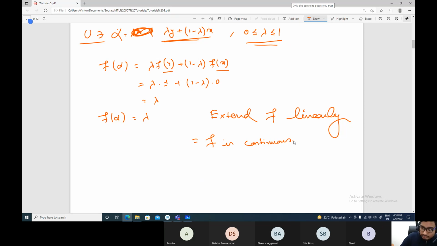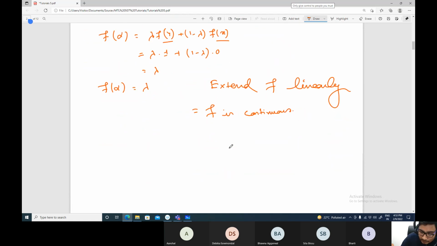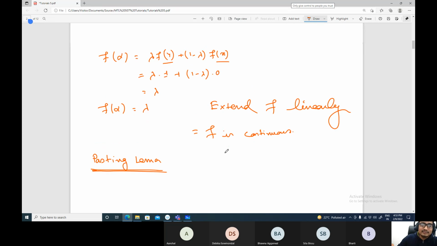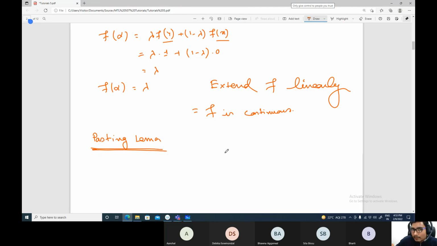Why is it so? Again we will use something which we know. Do you know the Pasting lemma? I taught you during the tutorial, and I told you it will be very useful during problem solving sessions. Now tell me one thing. If you are in a linear space and you have a linear function, is it continuous? Yes, a linear function is continuous.